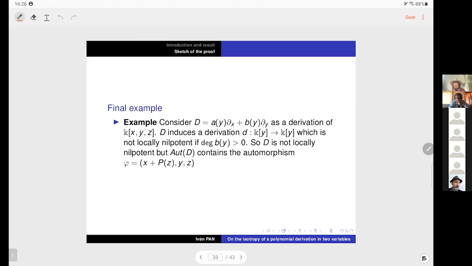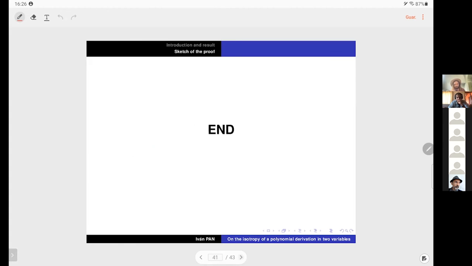But it is easy to verify that these automorphisms, or an automorphism of this form, belong to the isotropy, where p(z) is an arbitrary polynomial. And then, once again, this is not an algebraic group. Okay, and this is the idea. Okay, thank you very much.